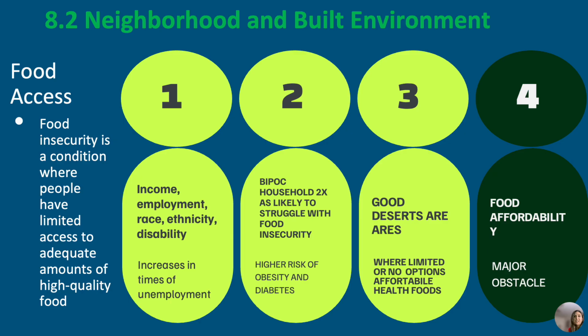So food insecurity is a condition where people have limited access to adequate amounts of high quality food, and it's also where the food is not consistent or regularly available. It's really influenced by income, employment status, race, ethnicity, and disability. It increases during periods of unemployment. In 2020, BIPOC households were more than twice as likely as the national average to struggle with food insecurity. People with disabilities had higher rates of food insecurity.